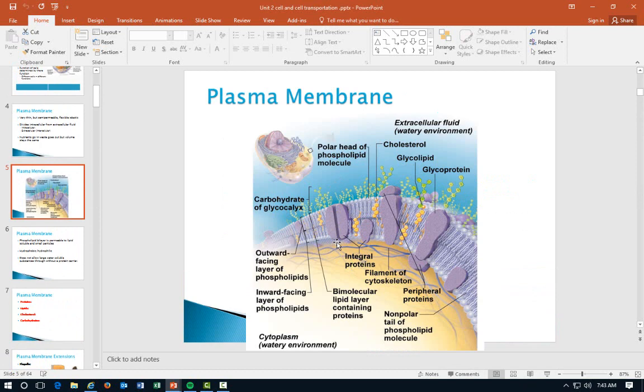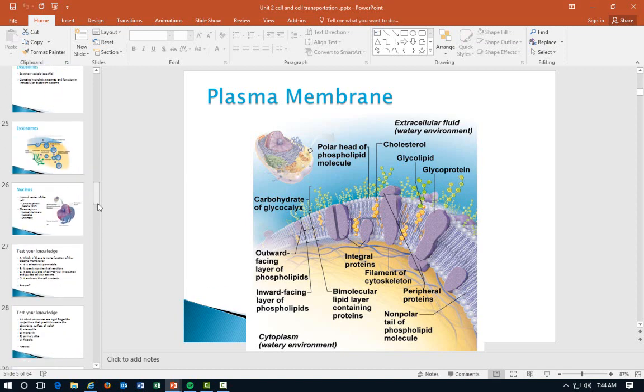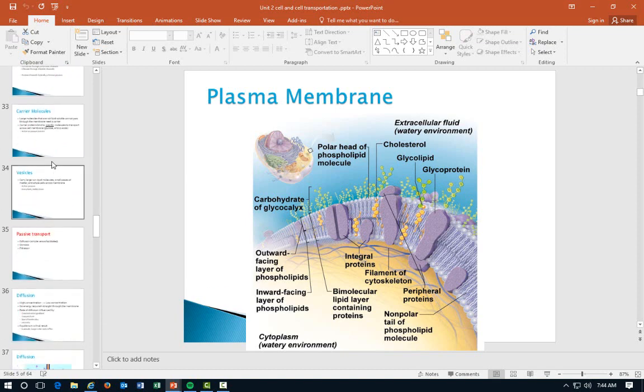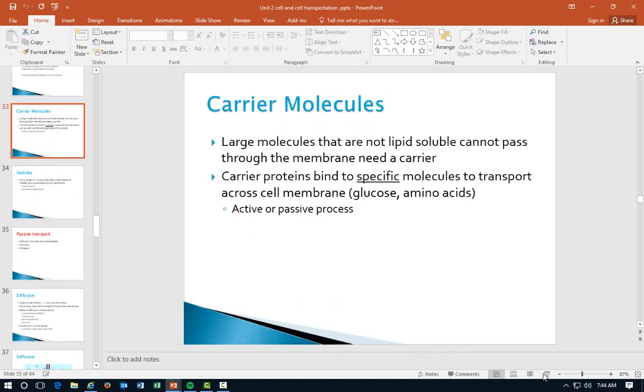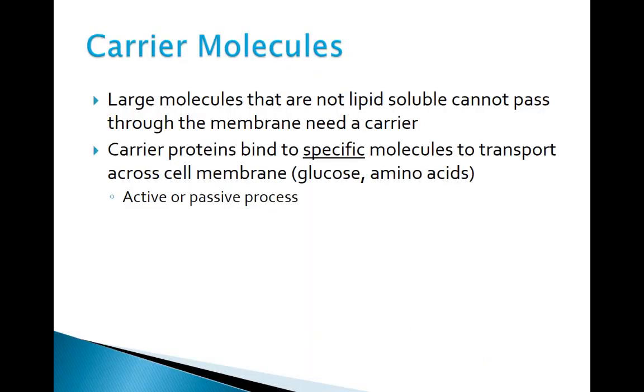Now, a carrier, which is our next one that we're going to cover, is similar to a channel. Similar to a channel, it is a protein, but it doesn't have a channel that goes through. It's kind of like a little puzzle piece, if you will. Whatever it is fits into it, and then it kind of shuttles it across to the other side. So it's not a channel, but it is very specific. It is a protein.